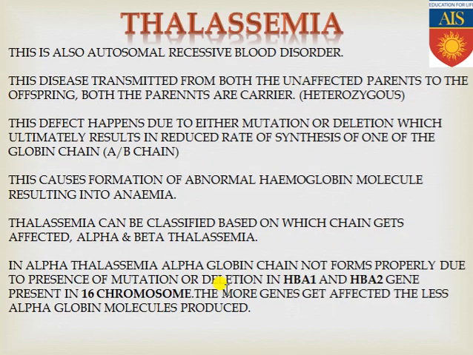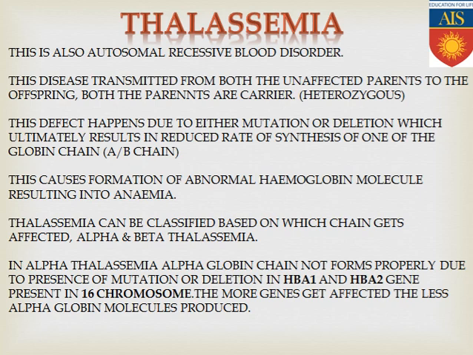After phenylketonuria, the last Mendelian disorder is coming, that is thalassemia. We all know this is also an autosomal recessive blood disorder, so it is found irrespective of male and female individual. The disease is transmitted from both unaffected parents to the offspring. Both the parents will be carriers, and only in that case will the offspring become thalassemic. So if the parents are heterozygous, only then this problem can happen, because the parents carry that specific gene in one of the chromosomes, but they are not affected.